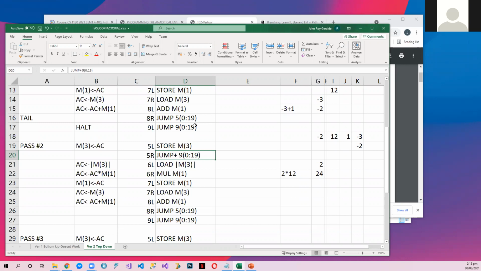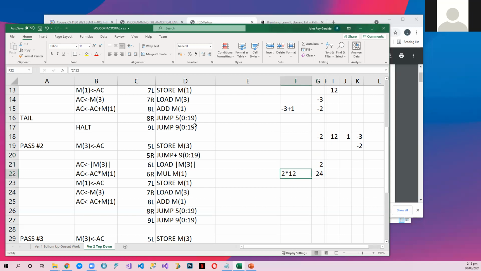Okay. -2 pa yung AC natin, so hindi siya mag-jump plus. Because a jump plus will only happen if the AC is 0 or above, if it's a non-negative value. Okay, so take note, we are not going to jump to 6L now, we are going to jump to 9L if the accumulator becomes positive. Okay, but the accumulator is not positive, so therefore we will just proceed here.